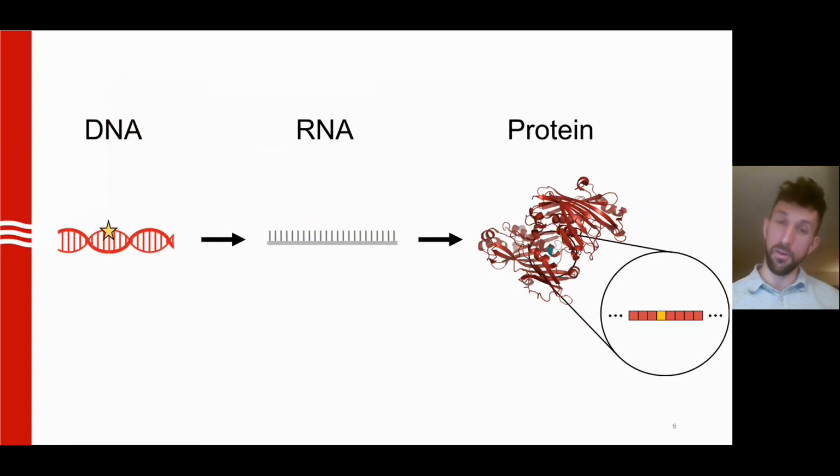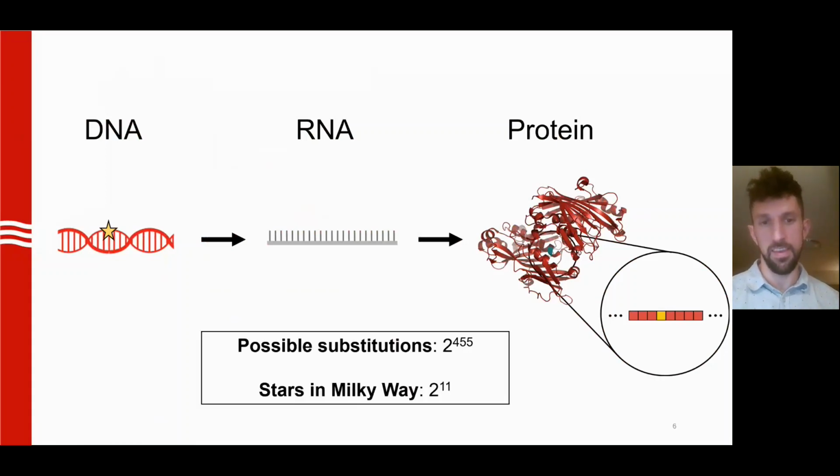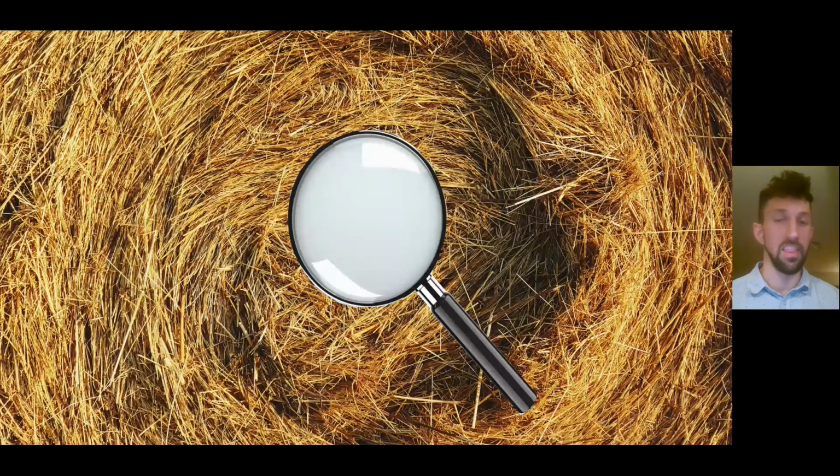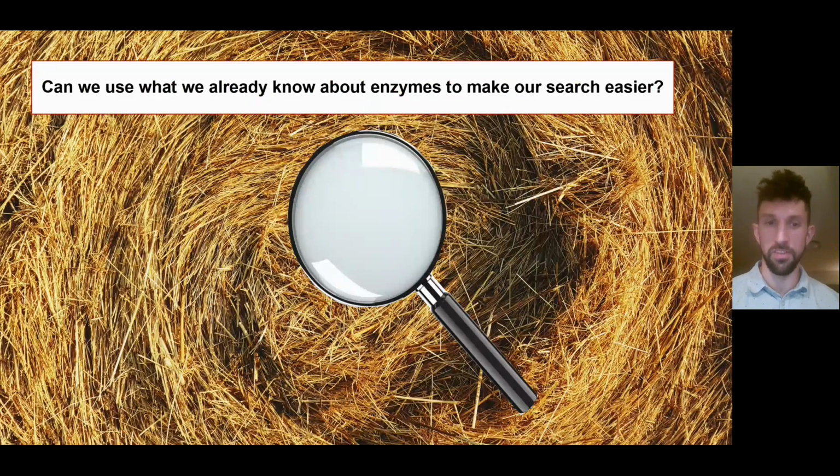However, there are 20 different amino acids to choose from, and it just so happens that my enzyme is 350 amino acids long. So if I wanted to make every possible substitution, I would have to test more variations than there are stars in the Milky Way galaxy. Engineering in this way is like digging through a haystack by hand. It's not smart. So my question evolved.